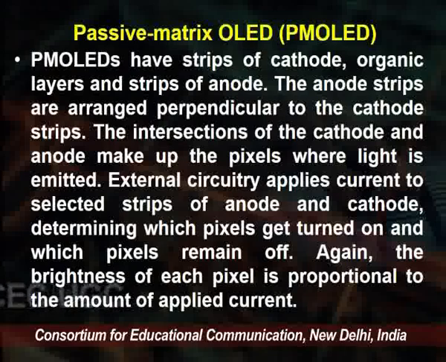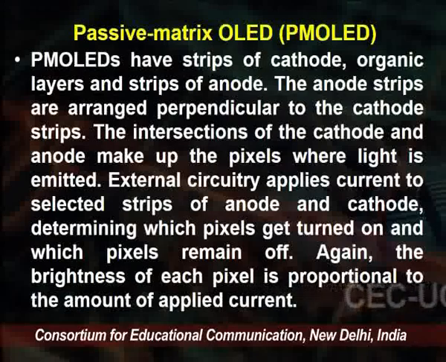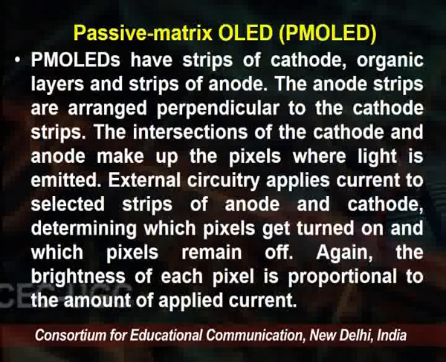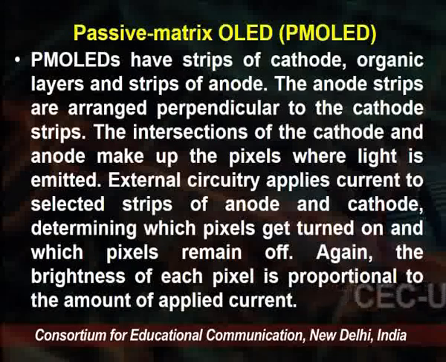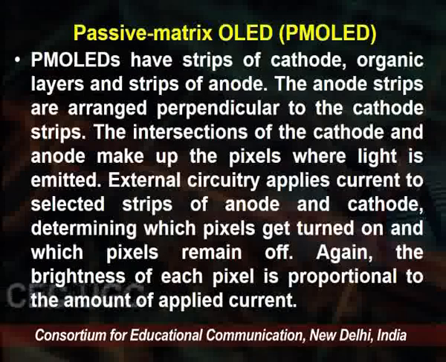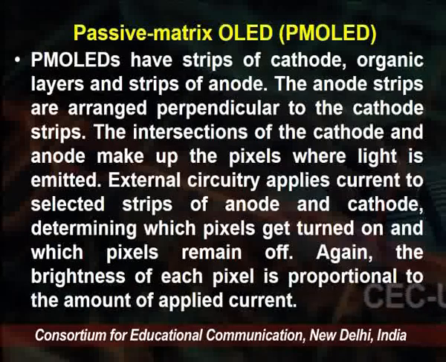We can see it here, where the light is emitted. External circuitry applies current to the selected strips of the anode and cathode, determining which pixel gets turned on and which pixel remains off, and then the light will be generated. Again, the brightness of each pixel is proportional to the amount of current we are applying.